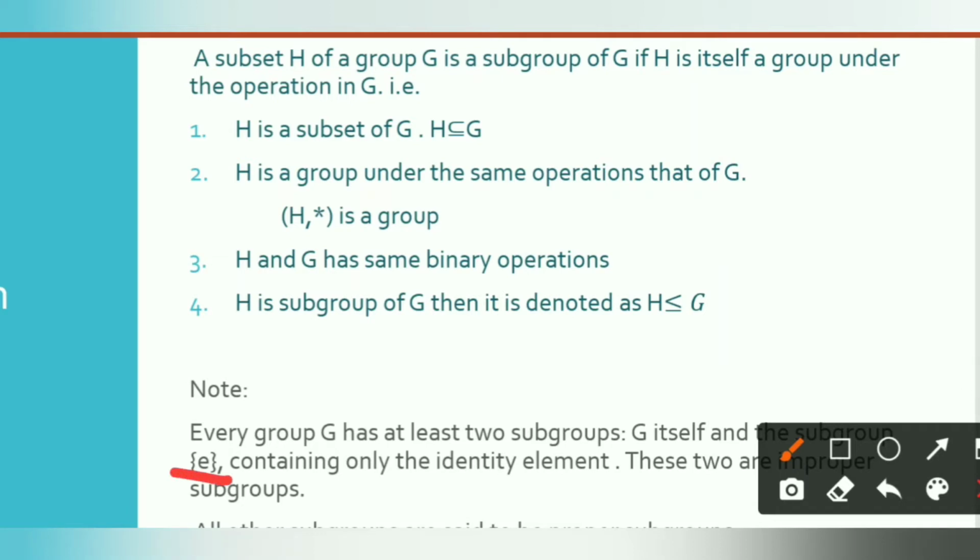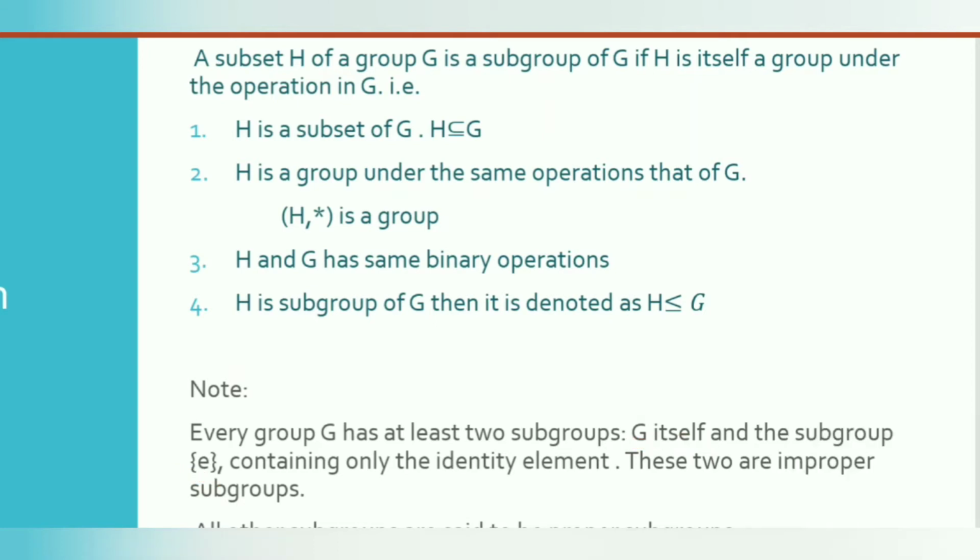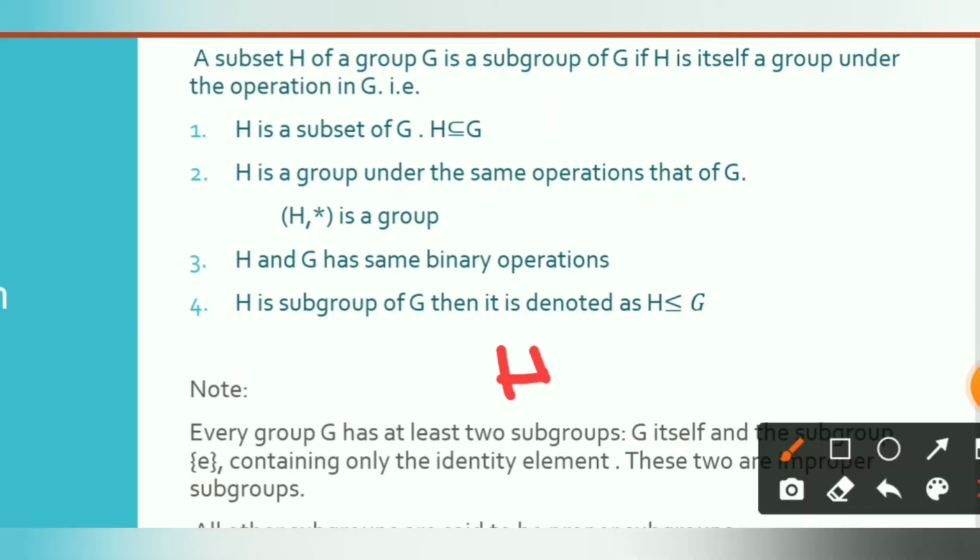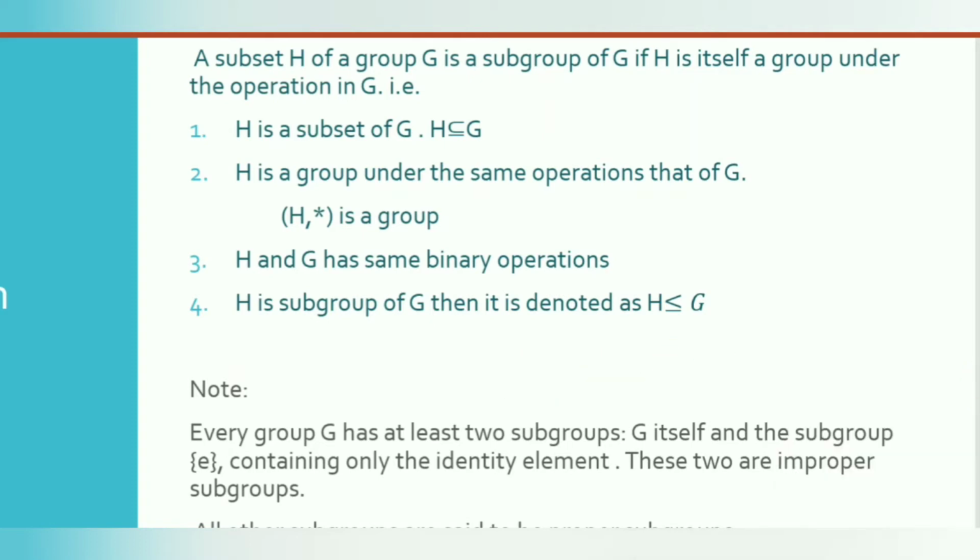So note that G is a subgroup of itself, and the single identity element enclosed in curly brackets is also a subgroup of every group. So these two, G itself and the identity element, are two subgroups of G. These are known as improper subgroups. All other subgroups will be called proper subgroups, and for a proper subgroup we use the symbol H subgroup of G for proper subgroup.